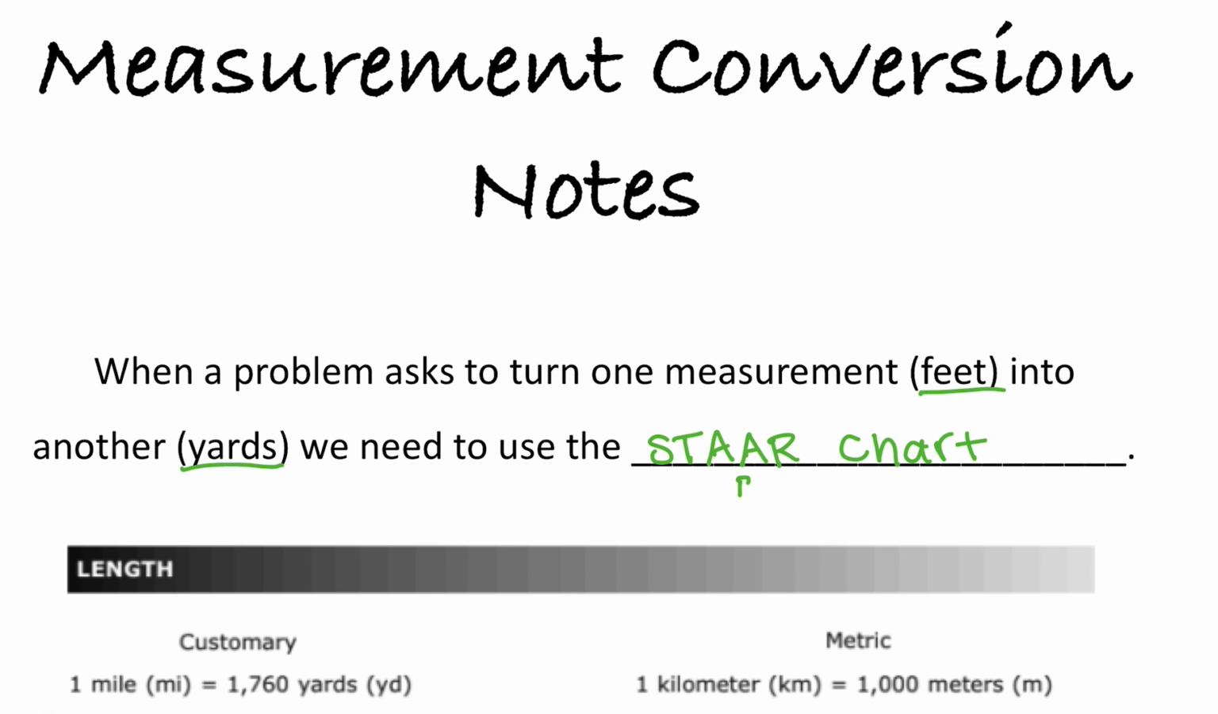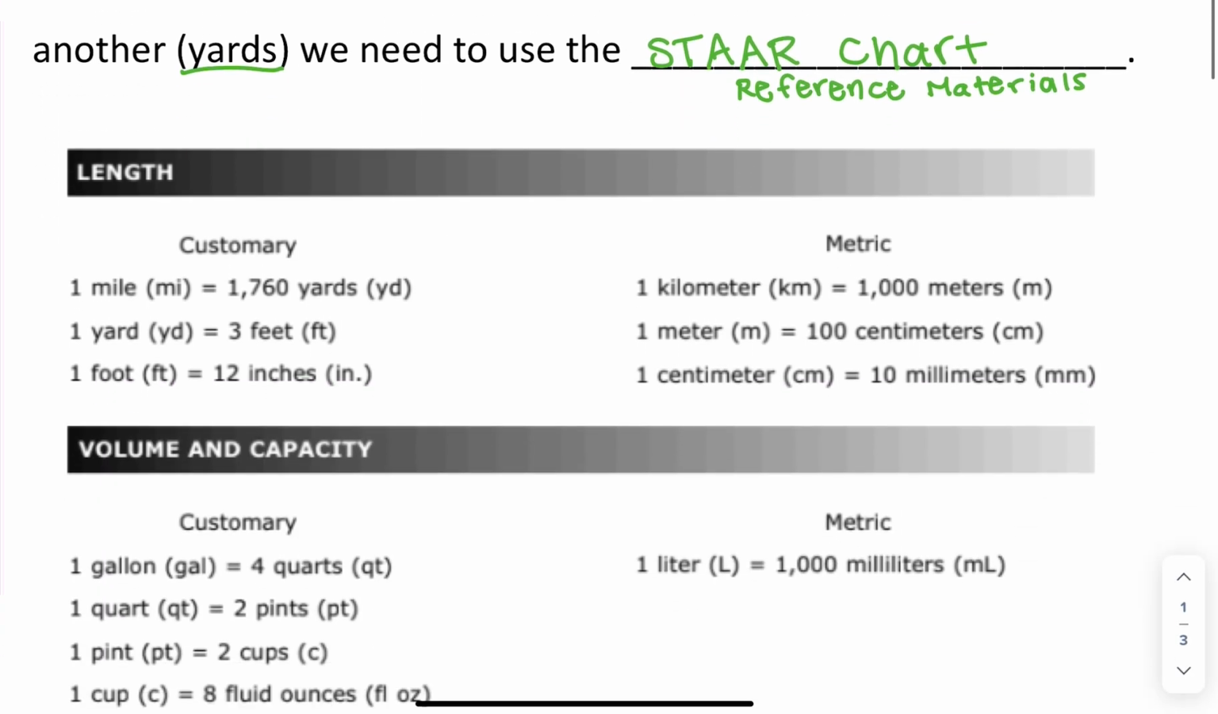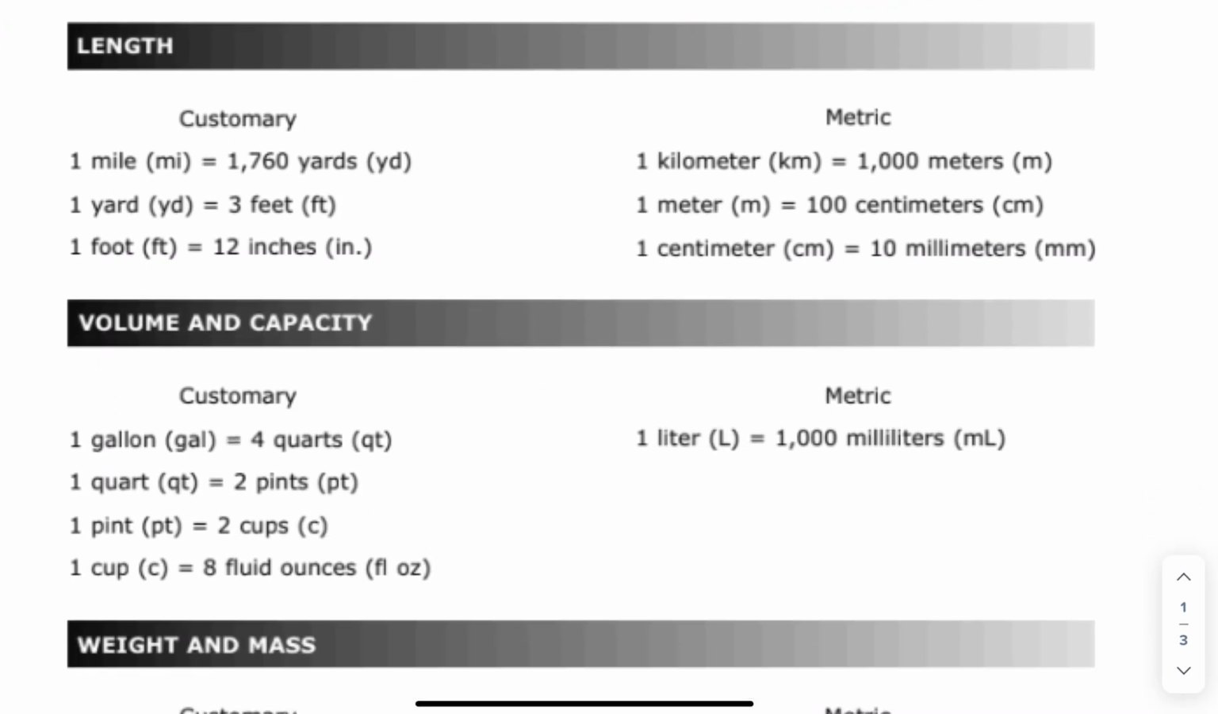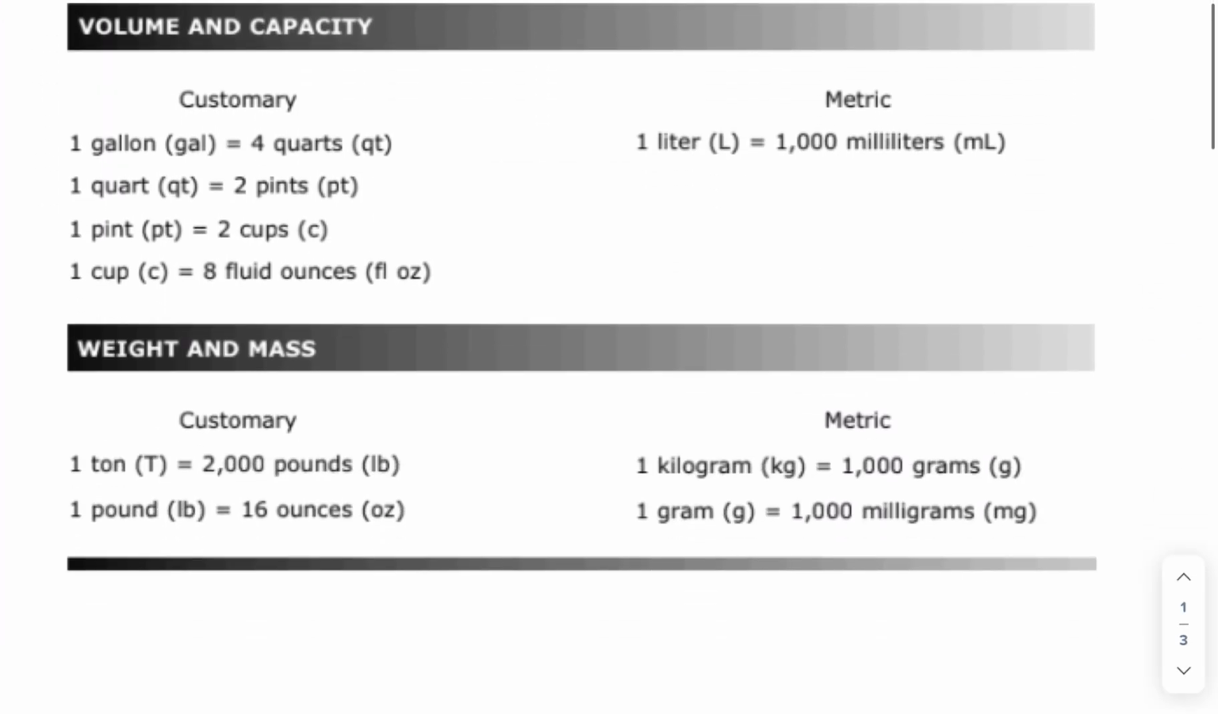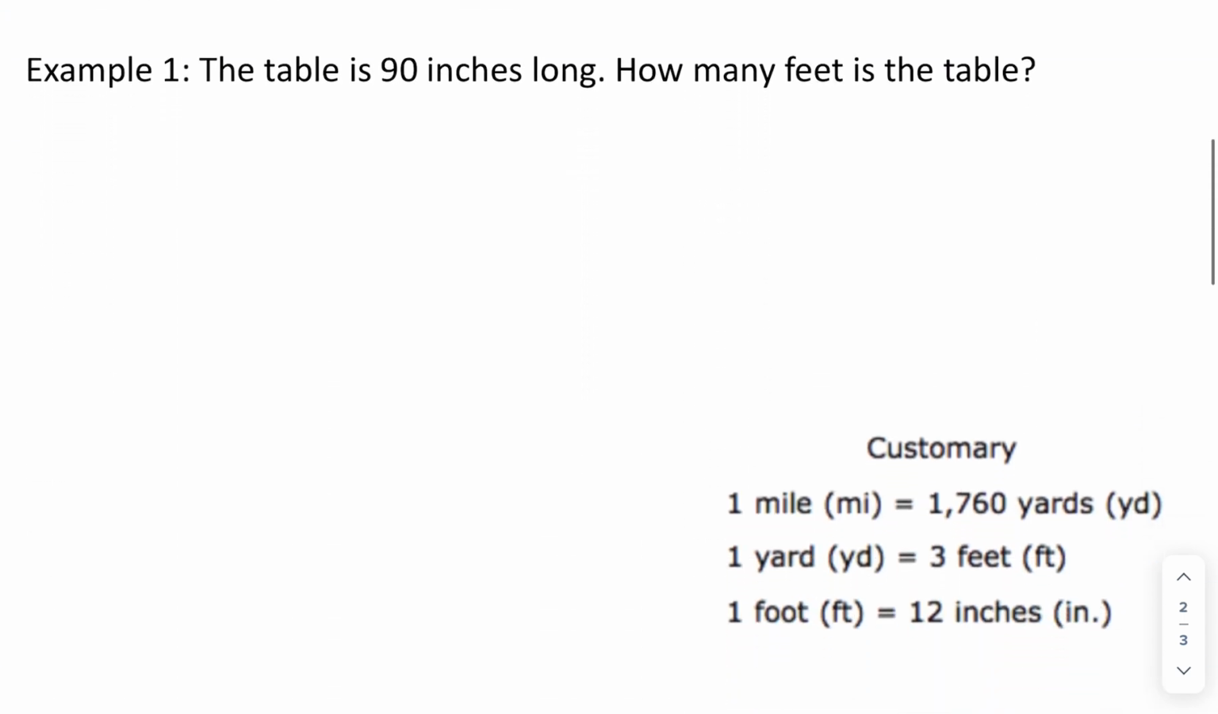And this is also called your reference materials. That's the fancy term for it, and that's what will be on the paper. But again, you will always get that information on a test. So this is a mini look at it: length, volume, capacity, weight, and mass. So let's go to the inside and let's practice.